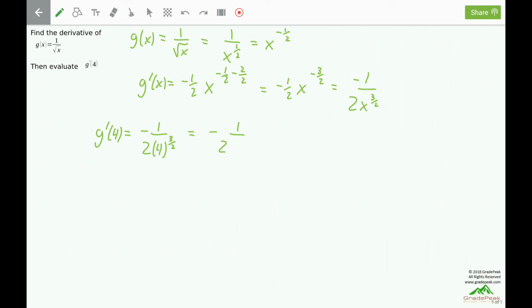The root of 4, the square root of 4, is a 2. And then you can cube it afterwards. So we have negative 1 over 2 times 2 is 4, times 1 more 2 is an 8, so 2 times an 8. 2 times 8 is 16, so we end up with negative 1 over 16.